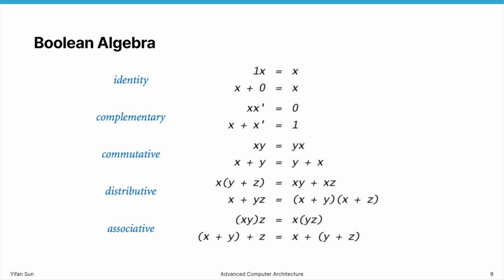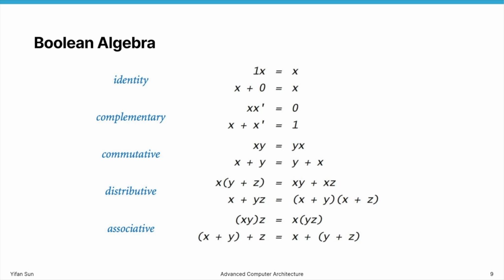Then complementary: x and x prime is 0. x or x prime is 1, right? Either itself or the reverse must be true. Because they're opposite, they can swap. Then they can apply this type of rules. And associative, they can also apply this type of rules. It's basically the same rule as multiplication and sum operations.